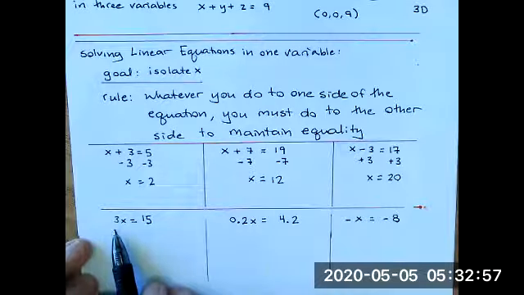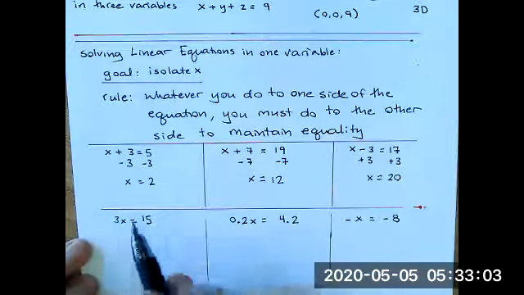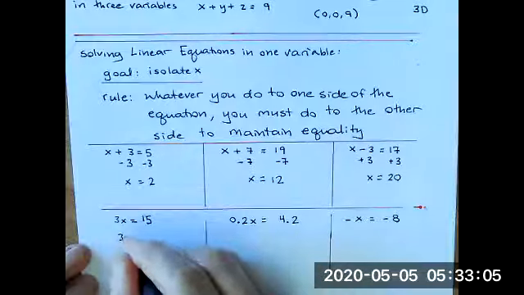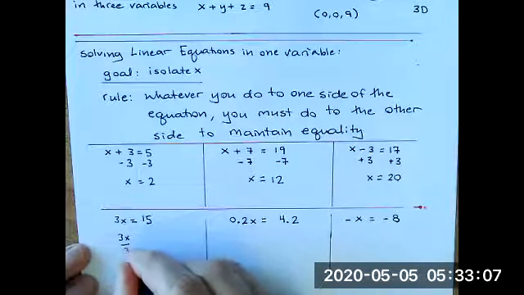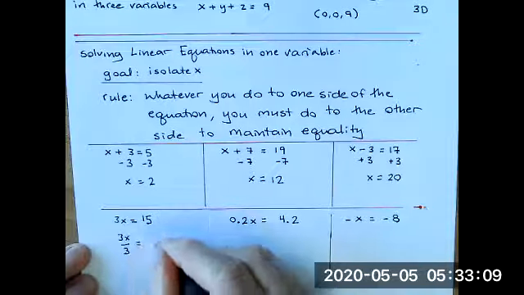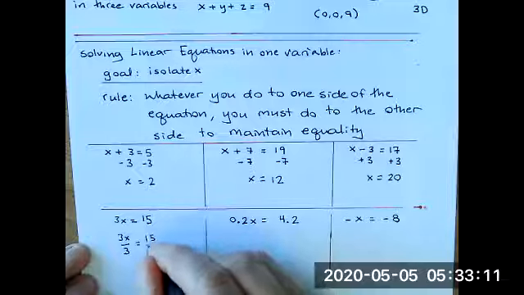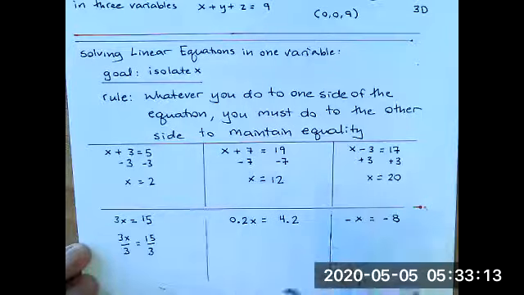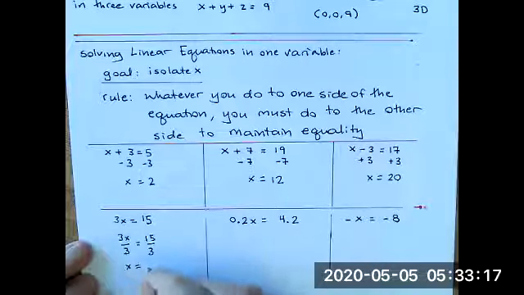In this example, x is being multiplied by 3. What's the opposite of multiplying by 3? Dividing by 3. And remember, you must do the same thing to both sides of the equation. So we get x equals 5.